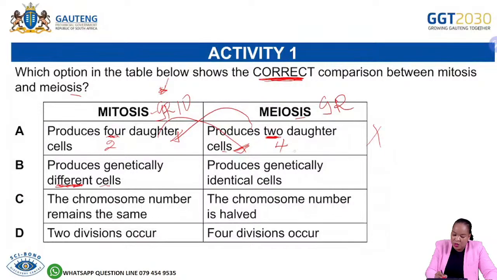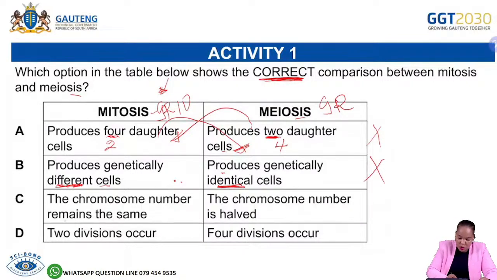Then you come to meiosis, it produces genetically identical cells. Remember what meiosis produces? It's gametes. What are those types of cells that are produced at the end of this process? They are called gametes. So can gametes have the same genetic material? Can they be genetically identical? No. Then this, because they are incorrect, you are going to eliminate B as well.